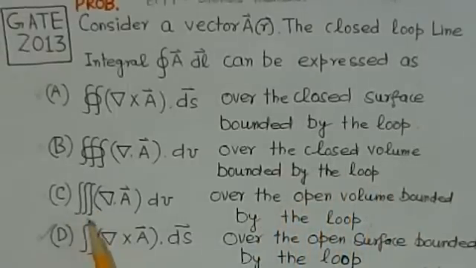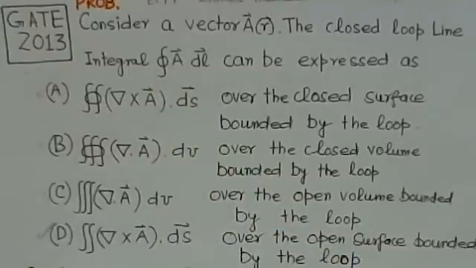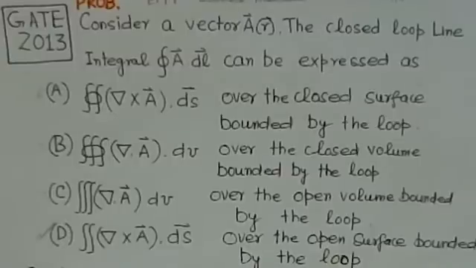Now C is the divergence A over the open volume. This is over the open volume bounded by the loop. And D option is del cross A over an open surface bounded by the loop. So out of these four options we have to find out which option is the right option.